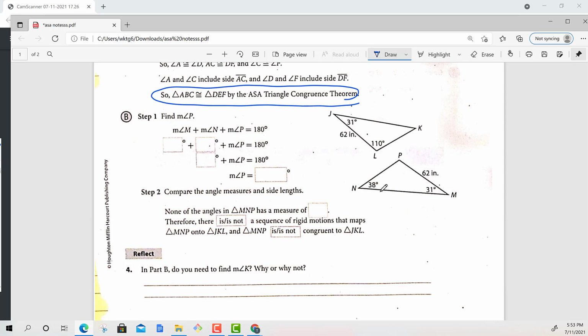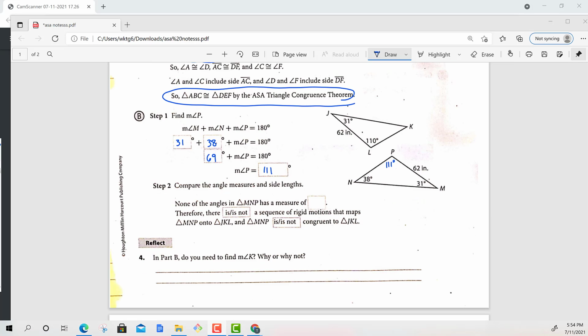So again, the first thing I see is we do not have two congruent angles, so we need to do the triangle congruence theorem, and we need to find the measure of angle P. And that's what step 1 says to do. Find the measure of angle P. I'm going to pause for a minute and let you go ahead and find the measure of angle P. So you should have gotten 111 for the measure of angle P.